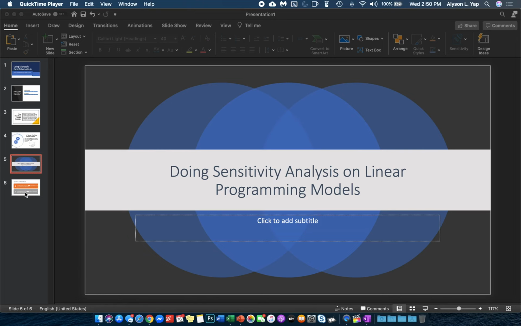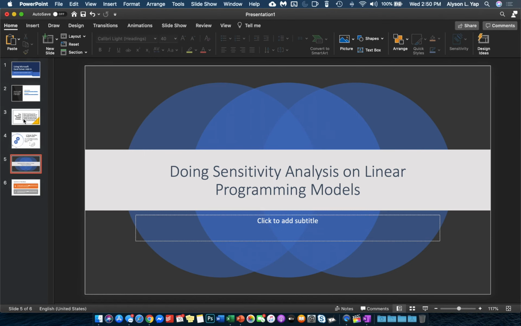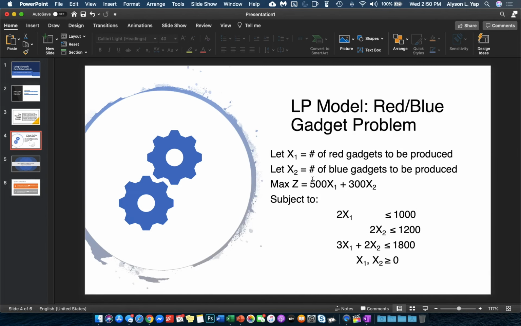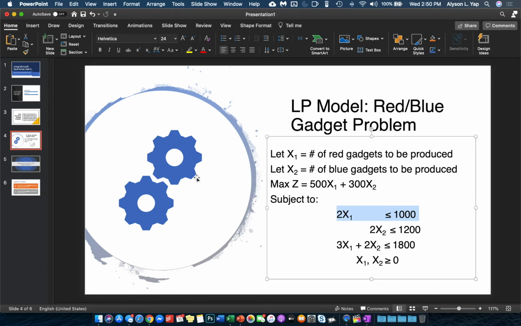So for this example, we will be discussing again the red blue gadget problem with this linear programming model. Okay? And because we're dealing with changes in the right hand side, then we will be talking about changes to 1000, 1200, and 1800. Okay? And for this video, we will be particularly talking about changes in the steel constraint. So the first constraint, 2x1 less than or equal to 1000. I will leave it up to you to determine the changes that will happen for the wood constraint and the labor constraint. Okay?